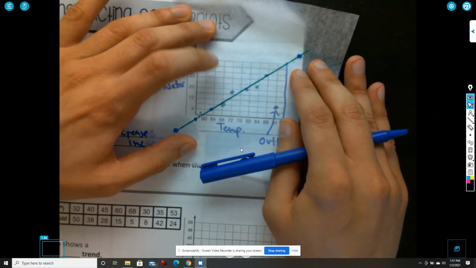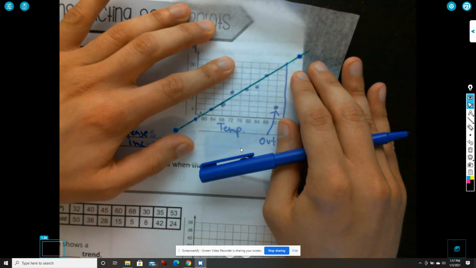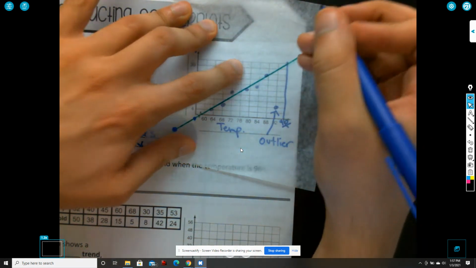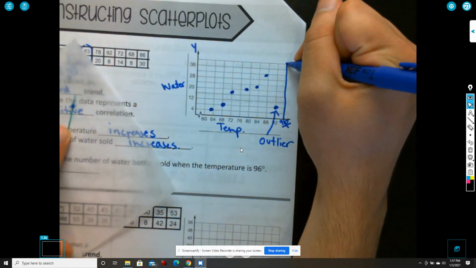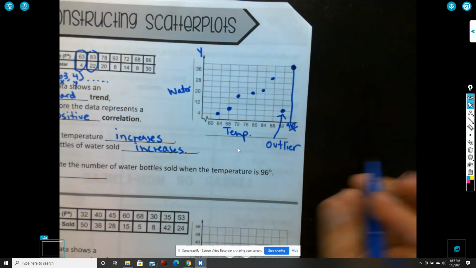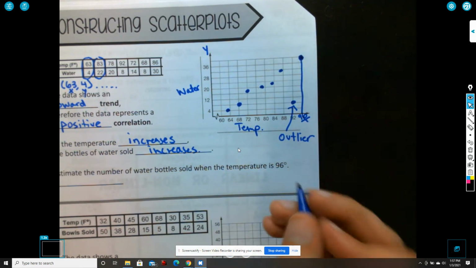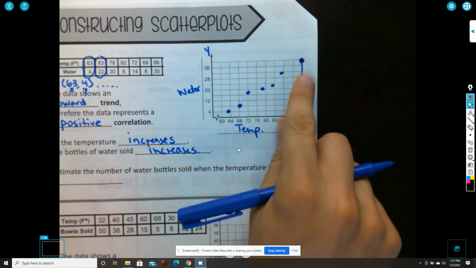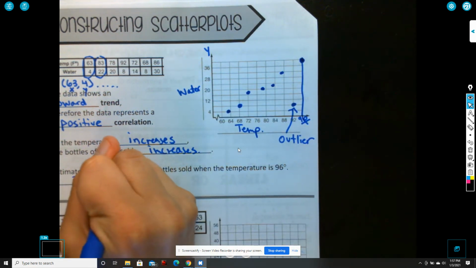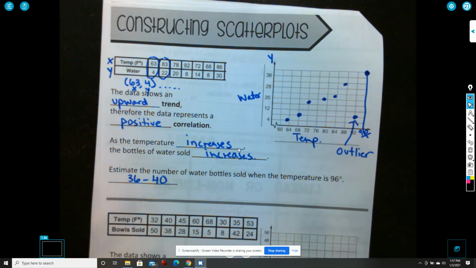right here, about like this. Or even you could say about like this. That means about right here. We estimate that 96 is going to be about right here. So it'd be about 36 or over 36, anywhere between 36 to 40. So about around there.